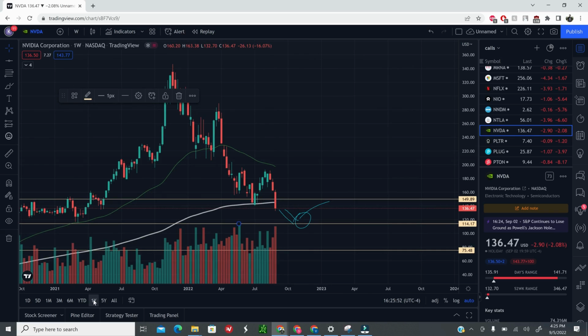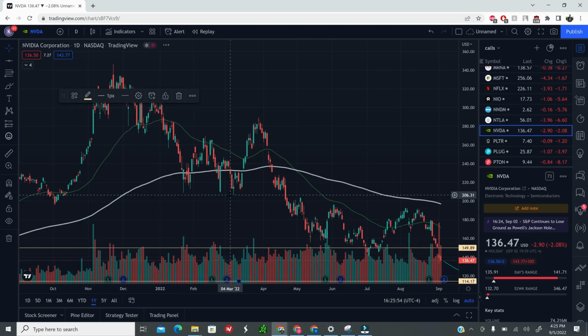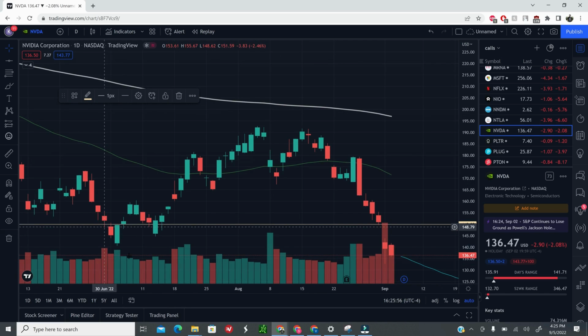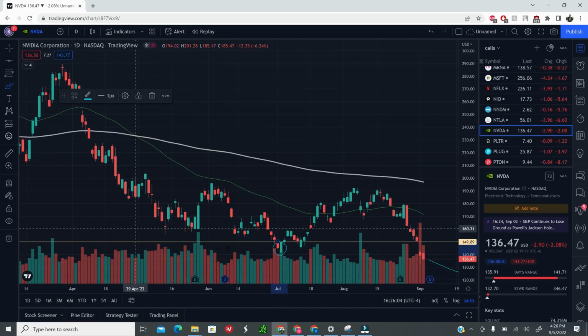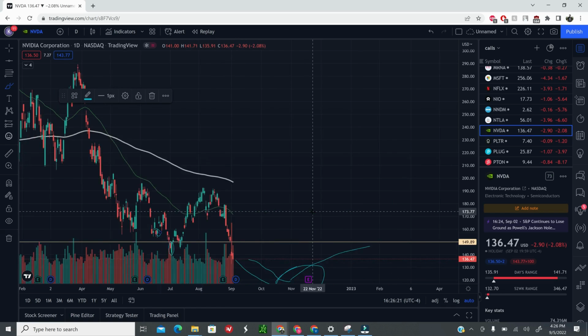That would be the first area you may think of trying to buy it. And where do you buy it? At least on the daily, you want something like this to happen: either a strong engulfing pattern, something like this, which I would provide as an example, or some consolidation and maybe a new high forming with good volume. That would be something I may consider as a long opportunity.